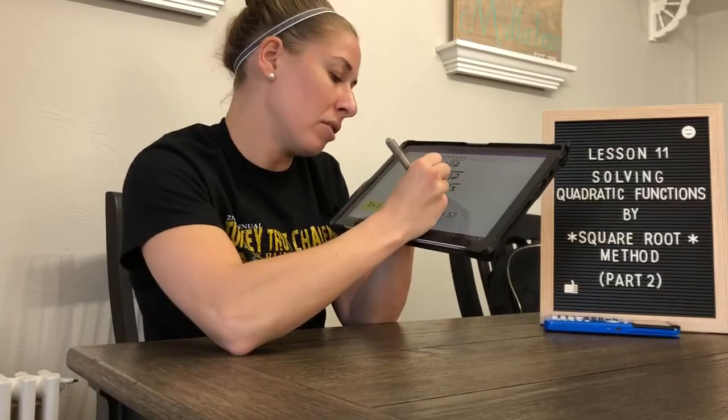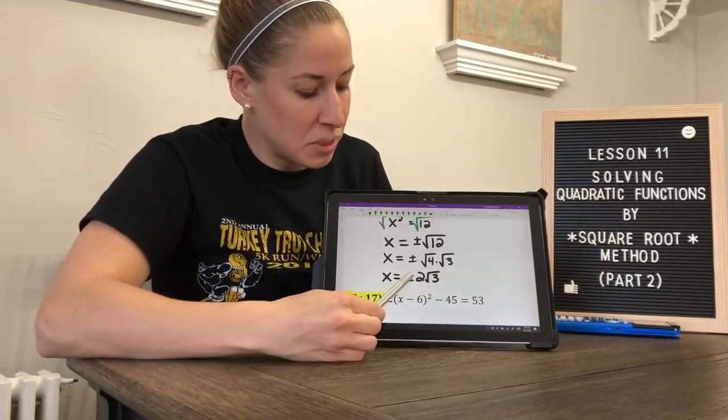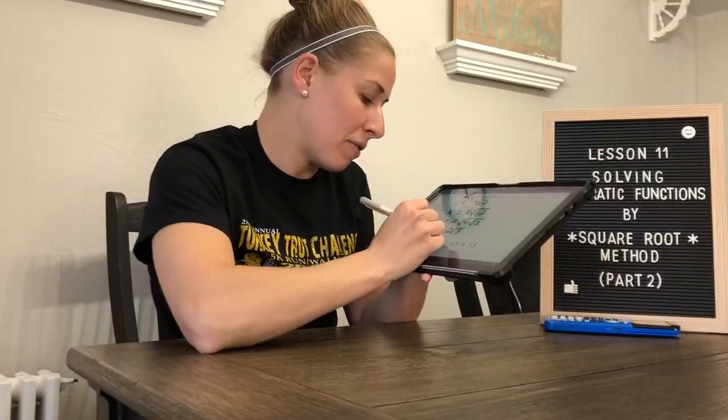You can put the little multiplication dot there, but you don't have to. They can just be touching. So x equals plus or minus 2 times the square root of 3. That would be your final answer.